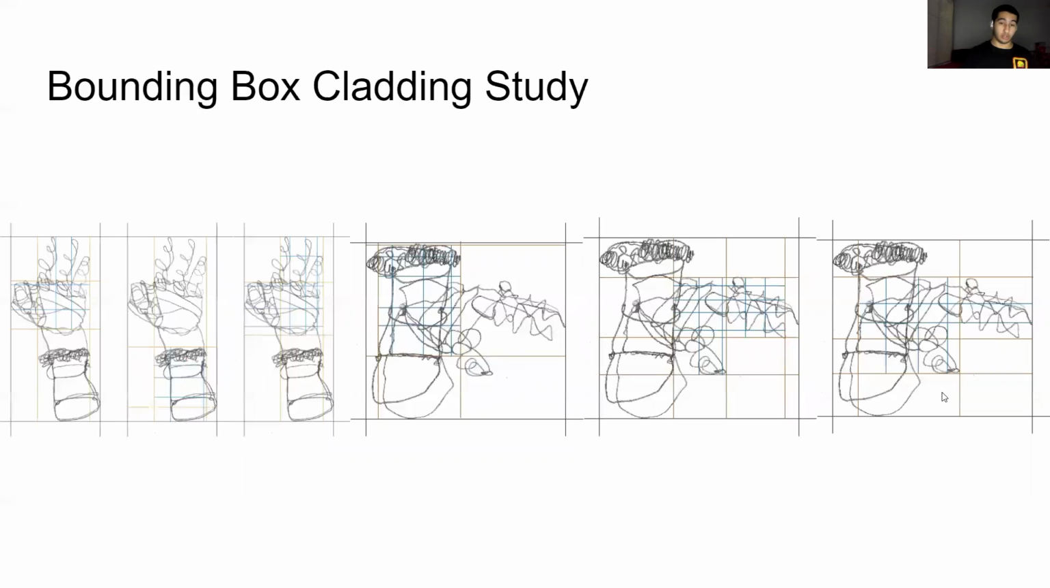We were then supposed to draw cladding studies. The cladding is vellum paper, which we'll use to clad the bounding box, or to put around the bounding box. And so these show shadows, and we want to study which parts of the hand we are covering with cladding and how that affects shadows and light.